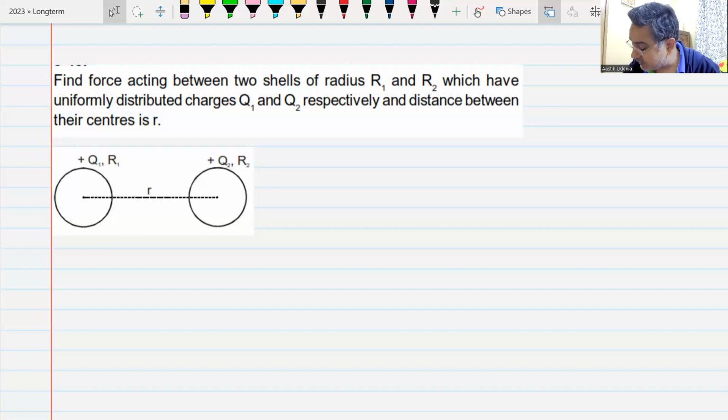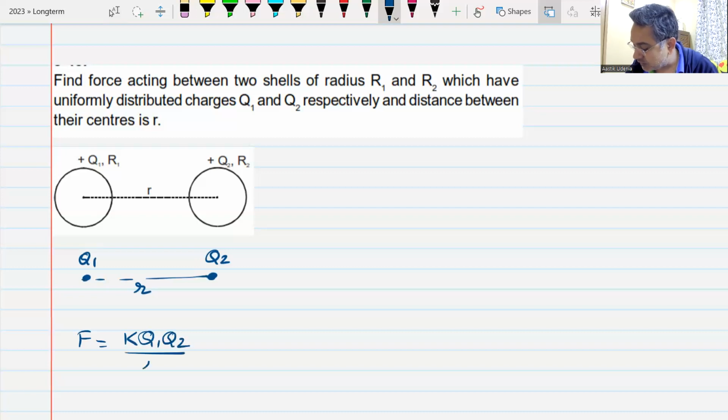So basically we can treat this question like this. There is one point charge here and there is one point charge here. This has a charge Q1 and this has a charge Q2, and the distance between the point charges is R. So what is the force acting between these two point charges? It will be simply equal to K Q1 Q2 by R square, and that will be the answer for this case. Do we understand this? That is how we can find the answer for this case.